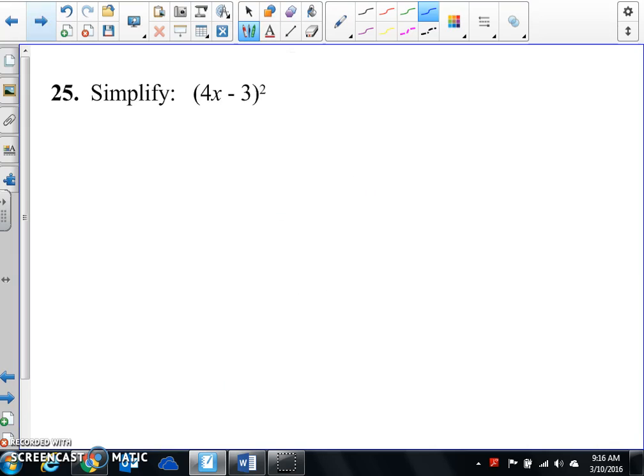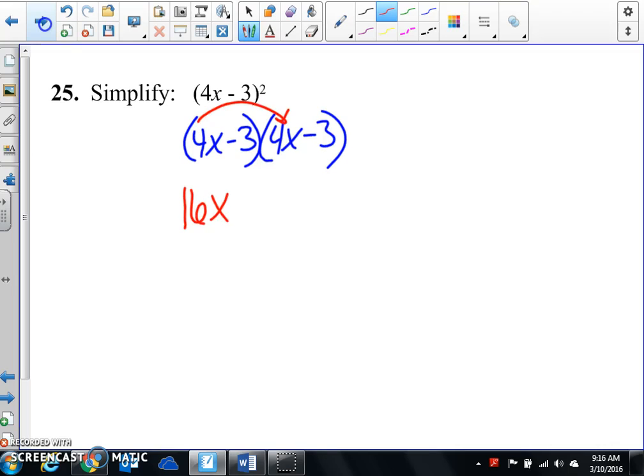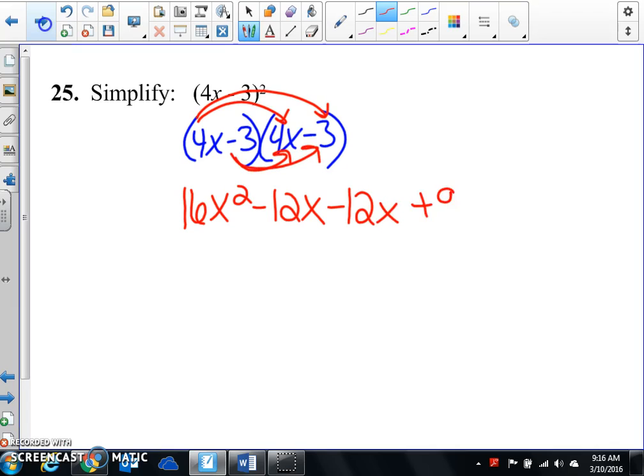All right, this one we need to expand. So this becomes 4x minus 3 times 4x minus 3. Now we can distribute. 4 times 4 is 16. X times x is x squared. 4 times negative 3 is negative 12, and then I have my x. Negative 3 times 4 is negative 12, and I have my x. And then negative 3 times negative 3 is a positive 9.